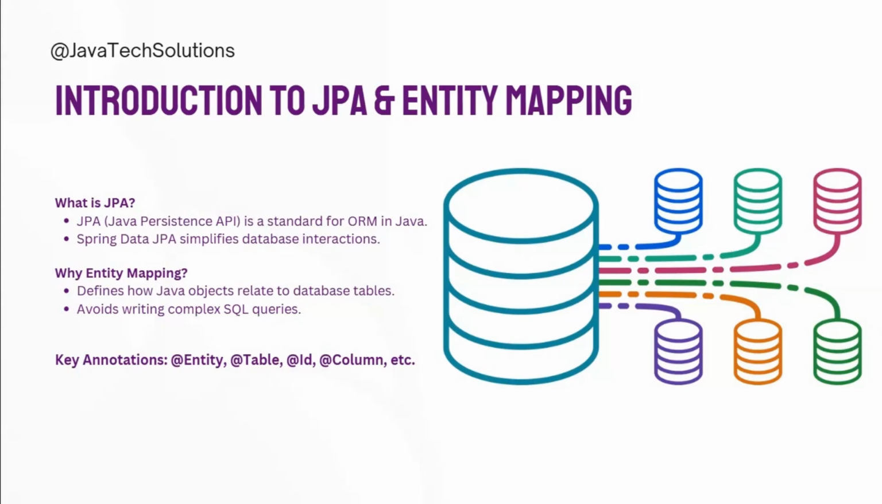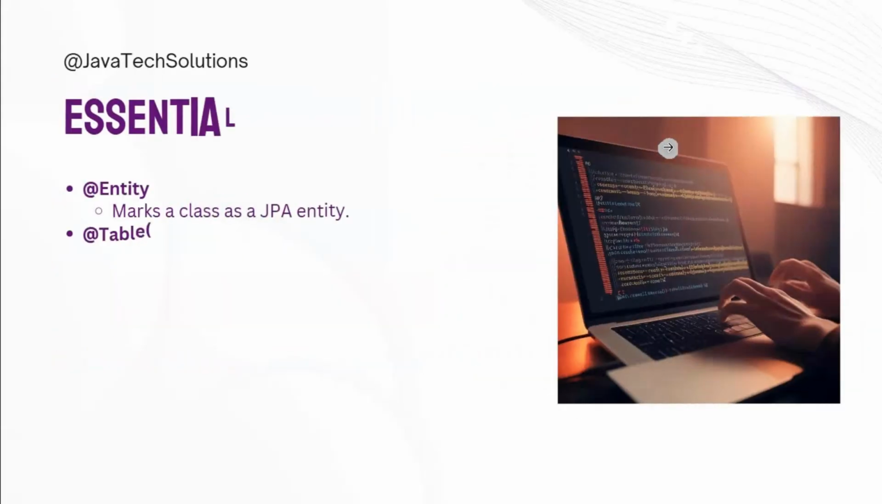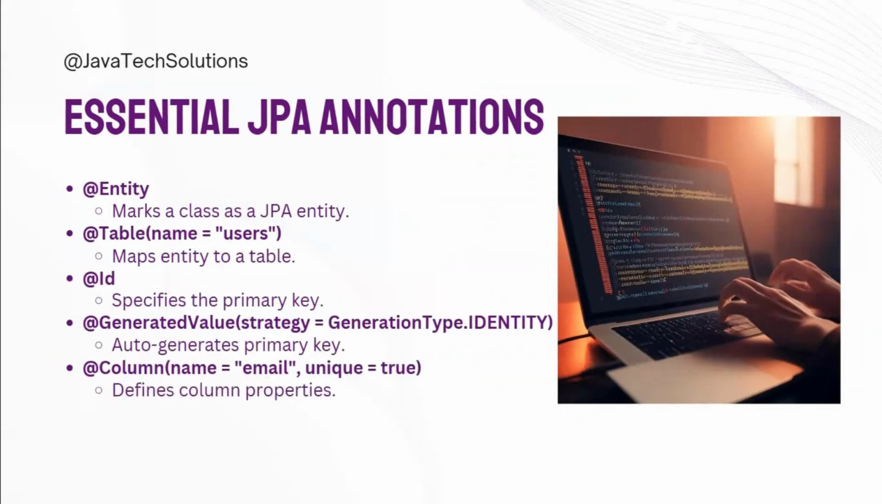Next we will define how we are going to use the different types of relationship annotations like one-to-one, one-to-many, many-to-one, and many-to-many relationships. Before going into the detail of it, as I said, what are the essential JPA annotations?